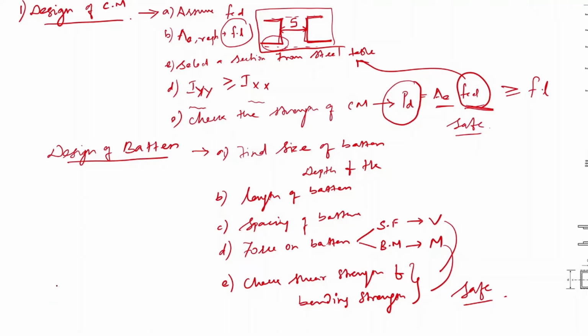So the last one is design of connections, or design of connection of batten with the compression member. When you are designing a connection, either you can design a bolted connection or a welded connection. This is the design procedure of a battened compression member.